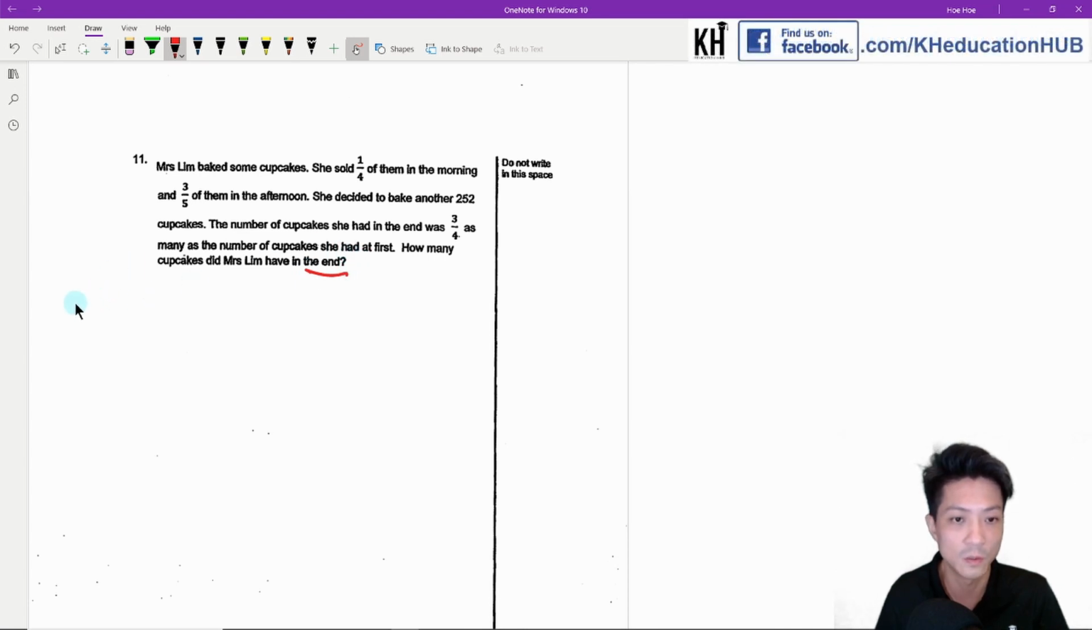So I'm gonna find out how much she sold in the morning and afternoon altogether. So the first step will be 1 over 4 plus 3 over 5.